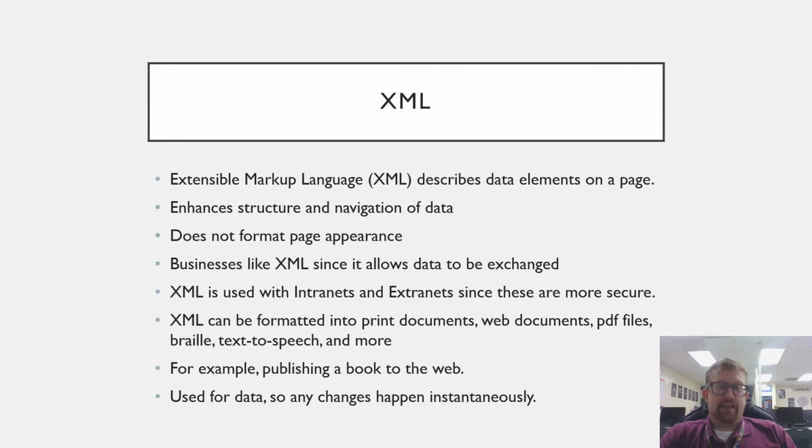One of the things is XML is used primarily with intranets and extranets since they're more secure. XML is really contained within certain businesses and organizations, and they like it more because it's very secure. XML can be formatted into print documents, web documents, PDF files, Braille, text-to-speech, and more. So for example, the data that's contained in a book could be published to the web because the data and information is contained within this file. It's only used for data, so any changes that happen will happen instantaneously.